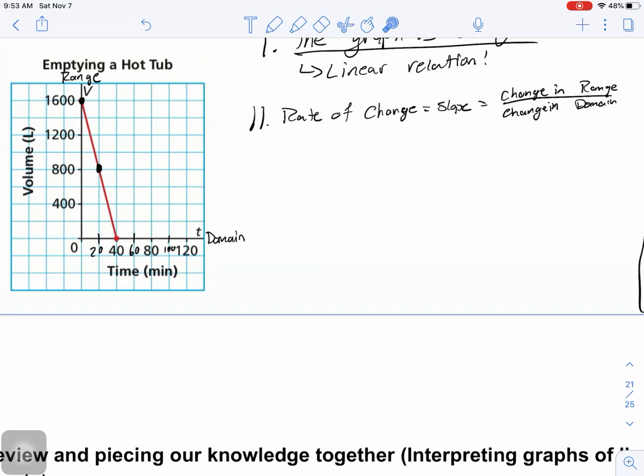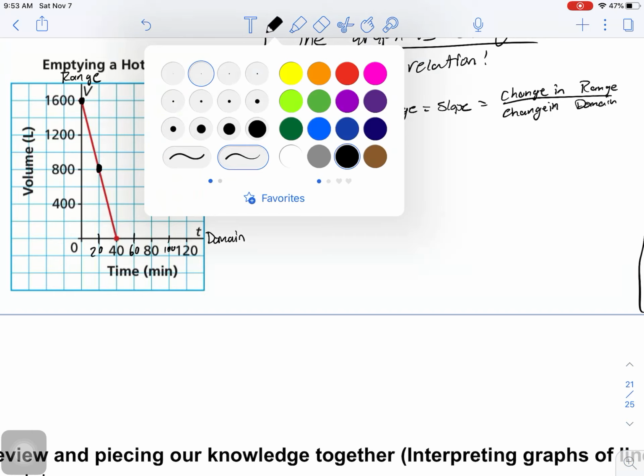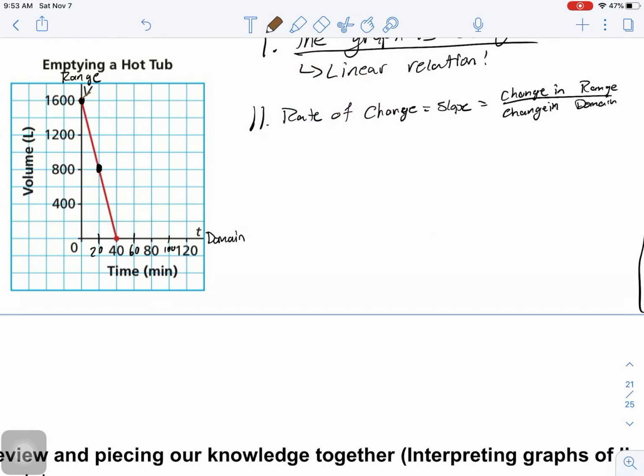Okay. Here it looks like we're going up by 200s. 200, 400, 600, 800, 1,000, so on and so forth. So again, how do I get from this point to this point? Well, here we're going over 20. So plus 20 for our domain. Okay, so you can see we went over 20 on our domain.